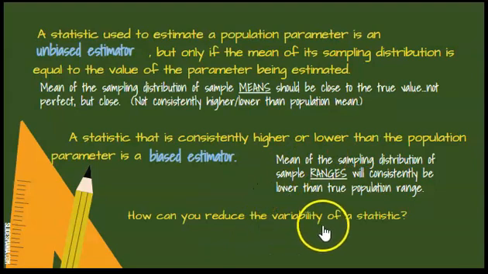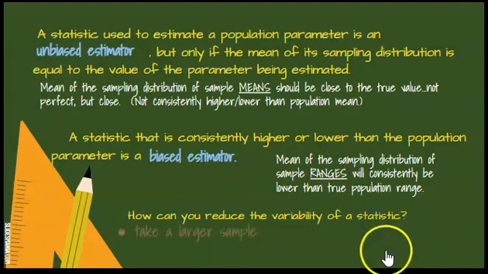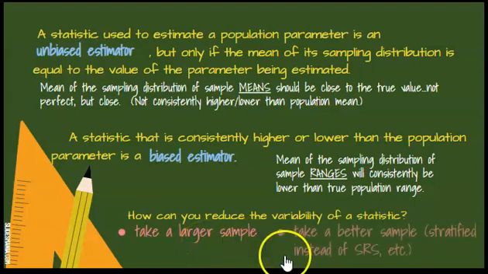Now, how do you reduce the variability of a statistic? Well, you can take a larger sample. It makes a difference. Take a better sample. Like we've talked about before, the type of sampling matters. It might be better to do a stratified sample instead of a simple random sample, given the situation. These are two ways you can reduce the variability of a statistic.